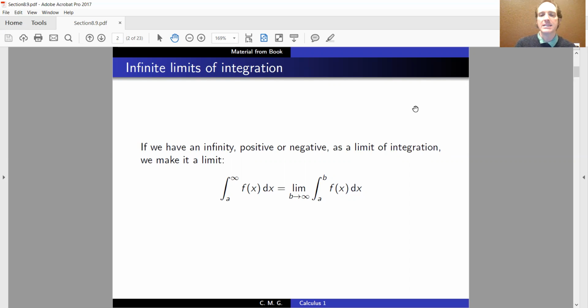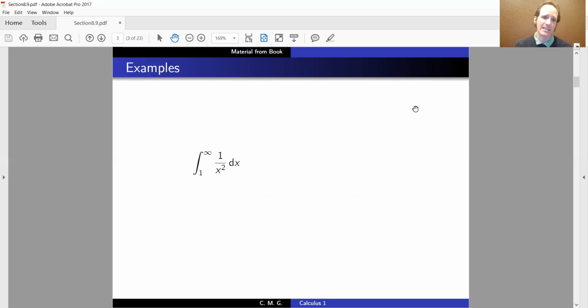So for instance, I'm taking the integral from a to infinity of some function. I turn that into the limit as b goes to infinity of the integral from a to b of f of x dx. And then I do that integration, and I plug in that upper limit of integration as b. Then after I've got that all evaluated, I take the limit as b goes to infinity.